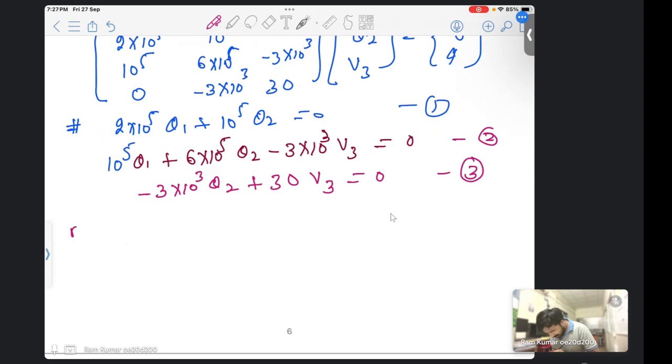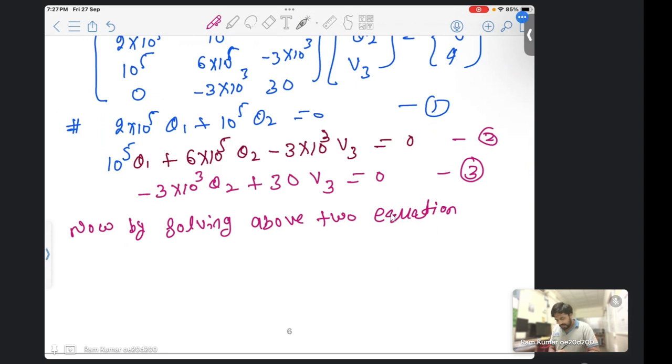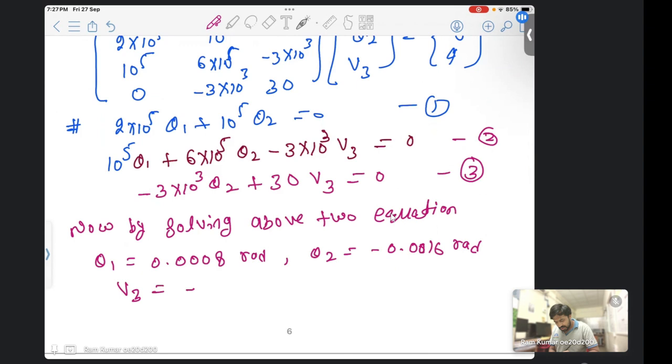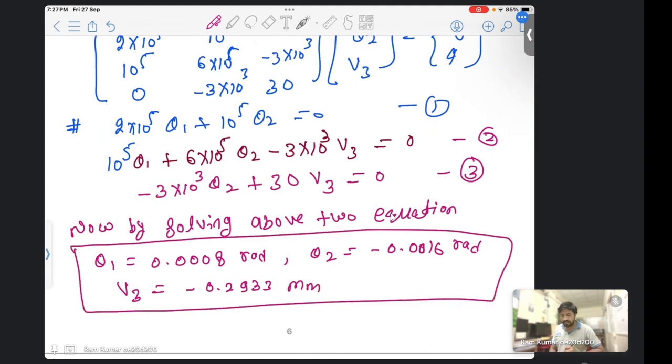So now, by solving the above equations, we will get theta 1 equal to 0.0008 radian, theta 2 equal to minus 0.0016 radian, and B3 equal to minus 0.2933 mm. This thing you have to verify. This is your homework.